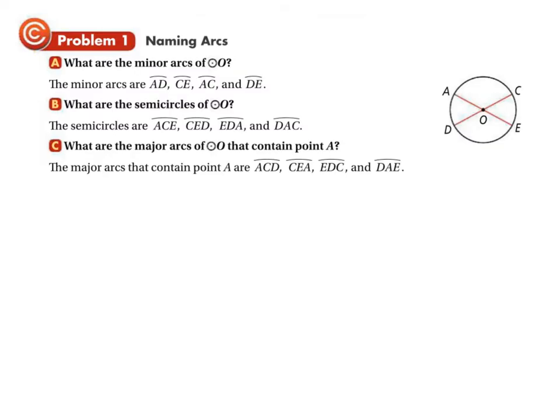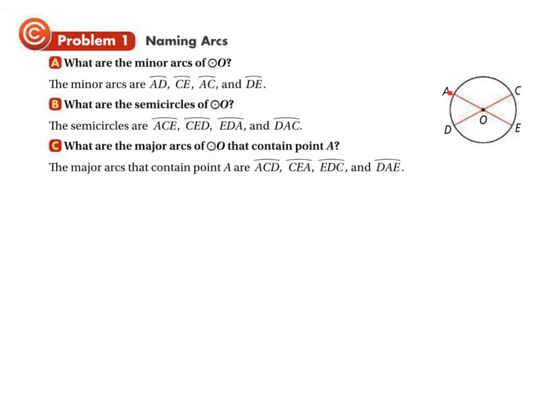So here's the first part. You're going to just name arcs. What are the minor arcs of circle O? Minor arcs are anything that doesn't go halfway around or more. So if you see a diameter like this, you're not going to go from D to C because that's a semicircle. You're not going to go from A to E, that's a semicircle, right? And you have to go the short way.